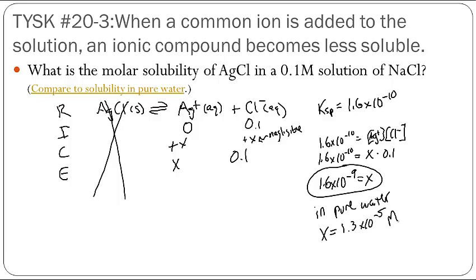Yeah, Alex. Oh, this is in pure water. So this is the solubility of silver chloride in pure water. This is the solubility in 0.1 molar NaCl. So it's 10 to the fourth, what is that, 10,000? It's 10,000 times less soluble in this case.